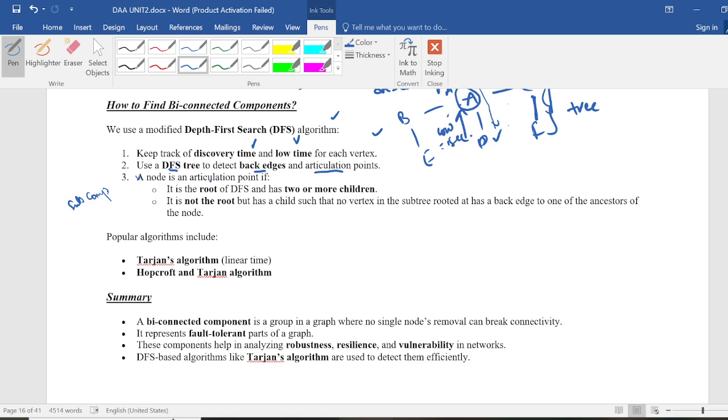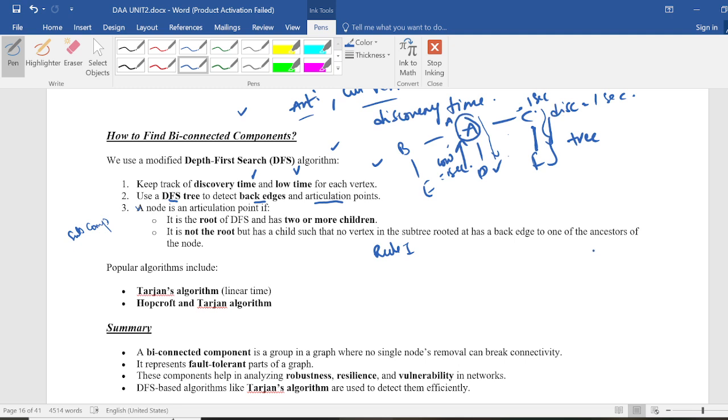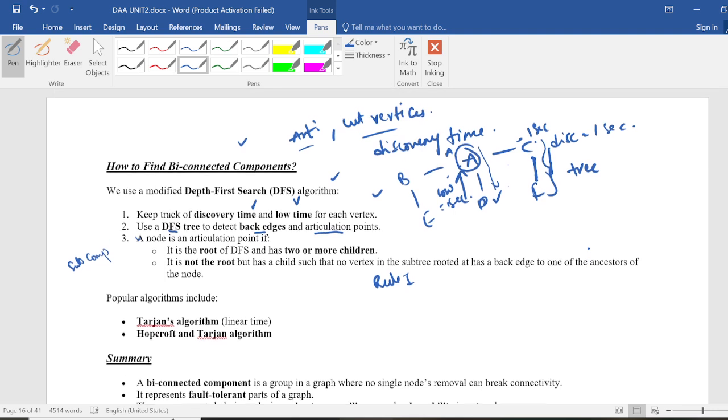So how do we find that a node is an articulation point? Here we have two rules. Rule 1: if a node is the starting point or root of the DFS, we'll take another example: A, B, C, D. If a node is the starting point, the root of DFS, and has two or more branches, then it is an articulation point.